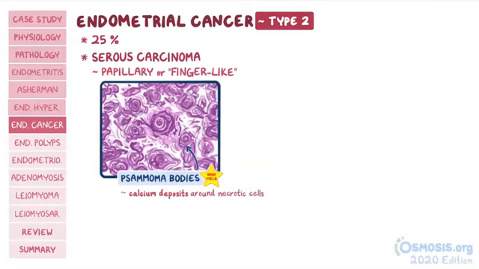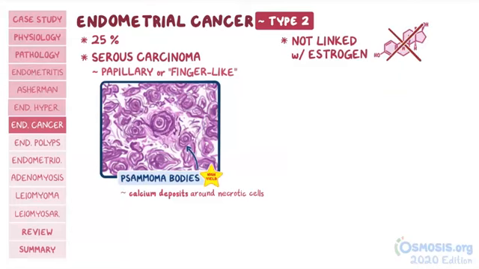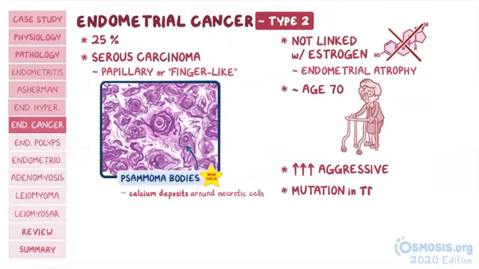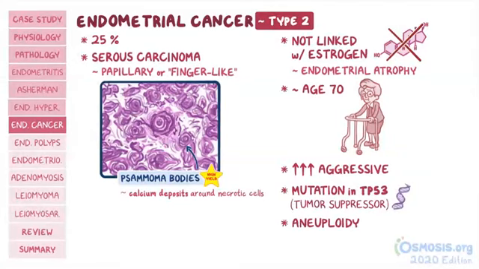What you need to remember is that type 2 carcinomas don't appear to be linked with estrogen levels. In contrast, these cancers typically affect females with endometrial atrophy. Another important distinction is that they also tend to develop later in life than type 1, usually around the age of 70. However, they are more aggressive. For your exams, it's important to know that the genetic mutations found most often in serous carcinoma involve the TP53 gene, another tumor suppressor, and aneuploidy, or an abnormal number of chromosomes after cell division.